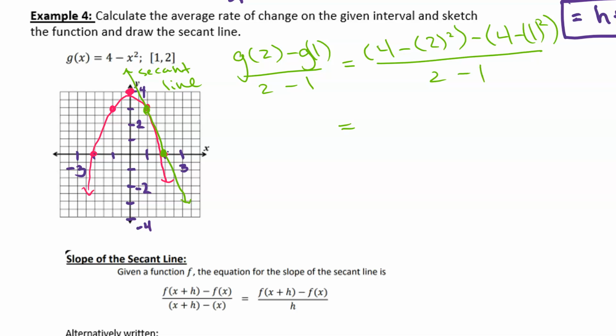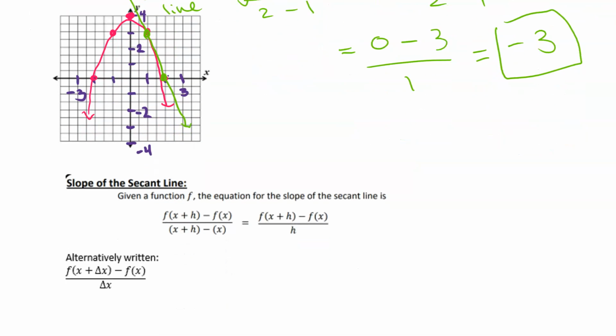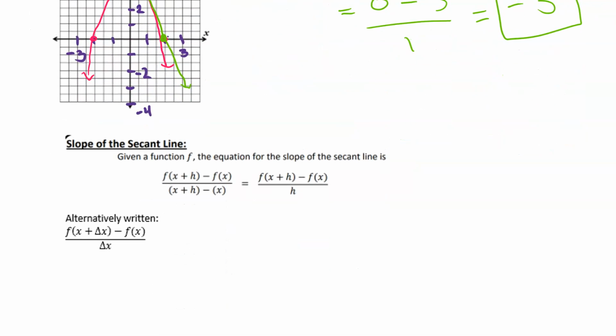4 minus 2 squared is 0, minus 4 minus 1 squared, negative 3, divided by 1. We've got negative 3 as our slope of the secant line, or the average rate of change of the function on the interval. Then we've got two definitions for the slope of the secant line, so go ahead and write those down.